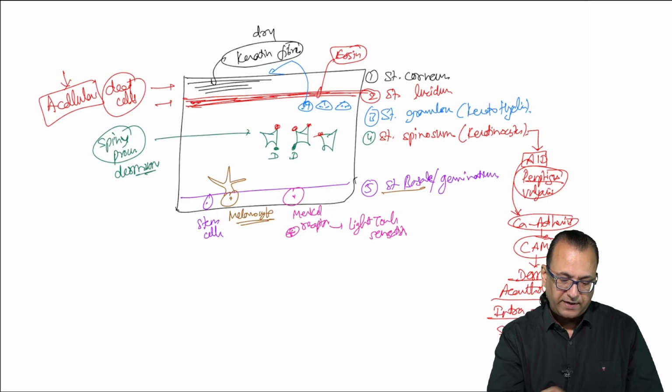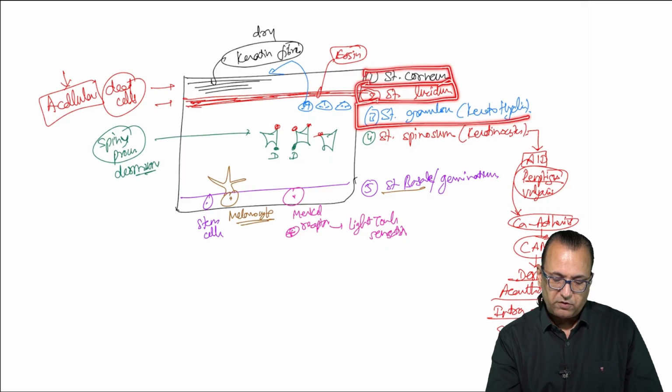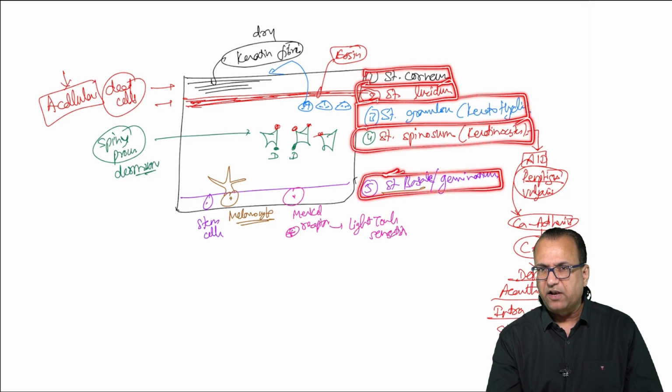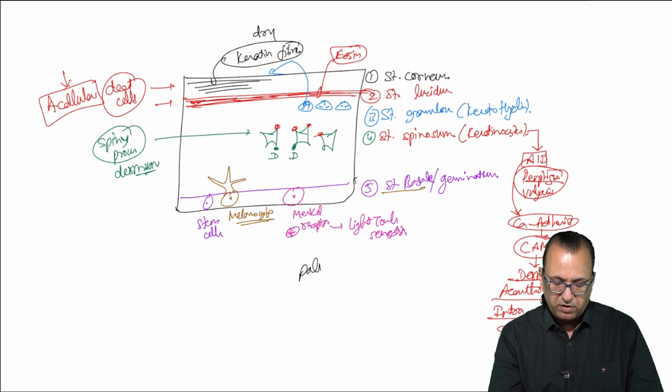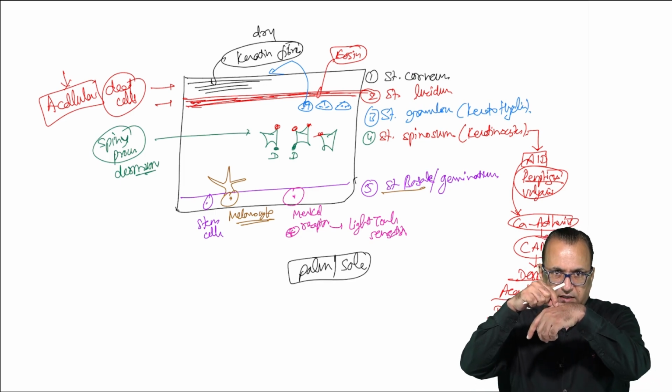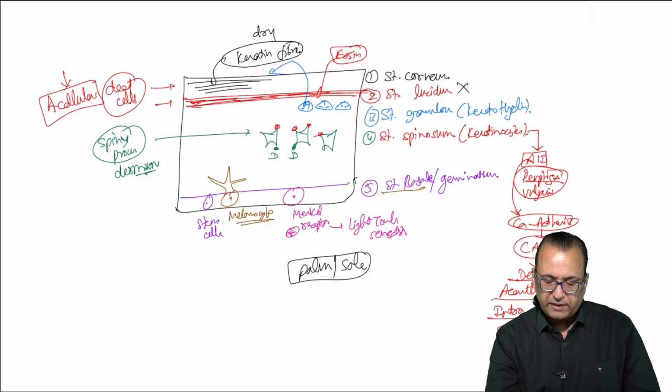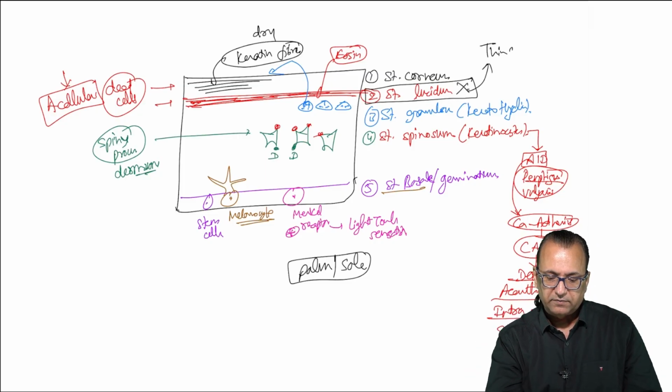So these are the 5 layers, as we are telling: stratum corneum, lucidum, granulosum, spinosum, and stratum basale, in thick skin of palm and sole, if you have taken the specimen from palm or sole. But if you are talking about the back of the hand, thin skin, then the second layer will be missing. Stratum lucidum is missing in thin skin.